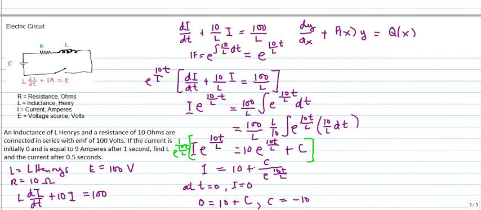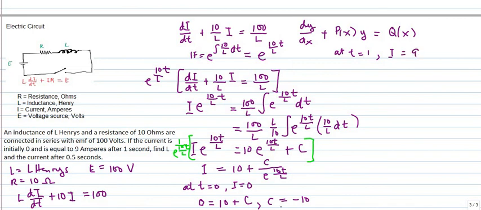Okay, so based on this equation, at t equals 0, we find the value of c. Now, if the current is initially 0 and is equal to 9 amperes after 1 second, we will be using this statement. If we have t equals 1 second and I equals 9, so at t equal to 1, our I is equivalent to 9.